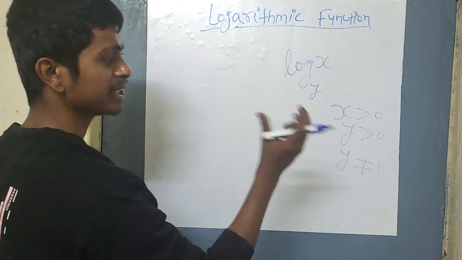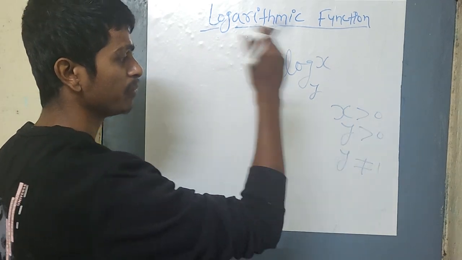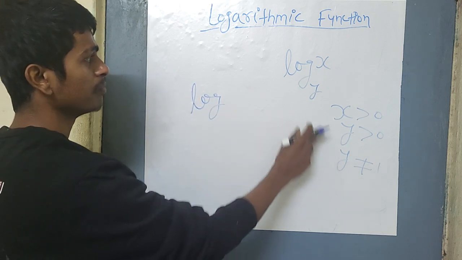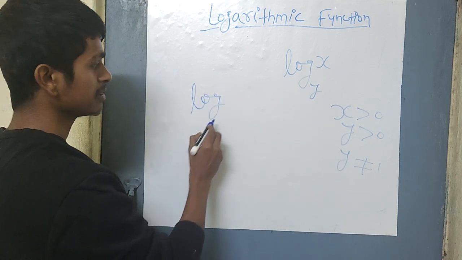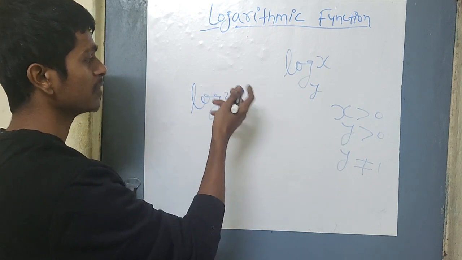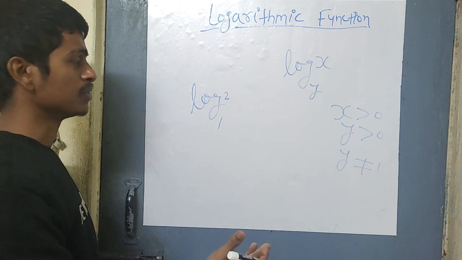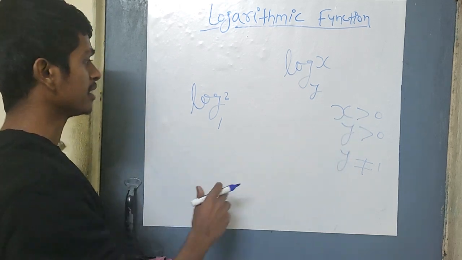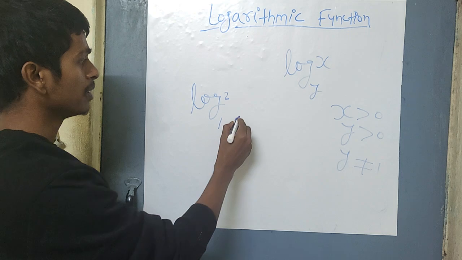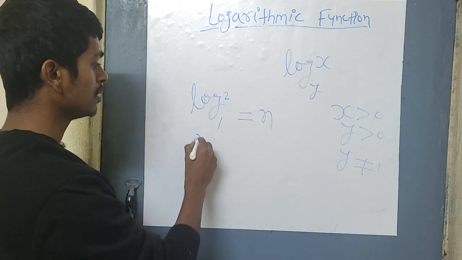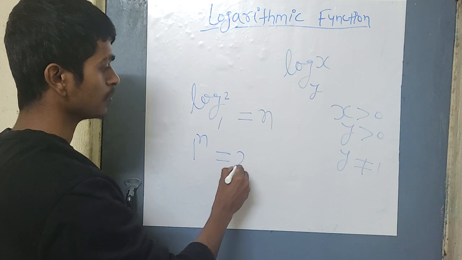Why can't we take y equal to 1? Suppose in place of the base we have 1. You will put any number here, suppose 2 or 3 or 5 or 7 or -2 or any number. -2 you cannot put because, we will discuss later. Because if you take the value of this log as n, then 1 to the power n should be 2.